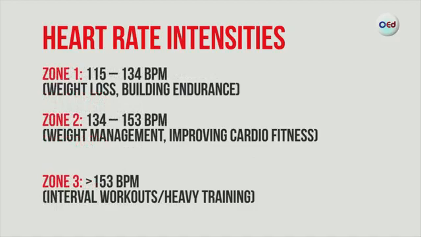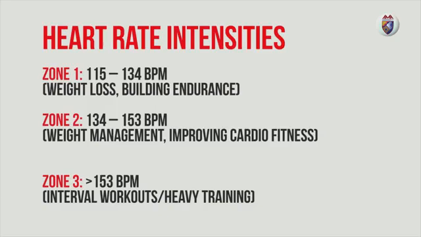Analyzing all the numbers that we have gotten from the example, let's look at the subject's target heart rate for each zone. For Zone 1, if the subject is aiming to train for weight loss and building endurance, his heart rate intensities must only be in between 115 to 134 beats per minute.